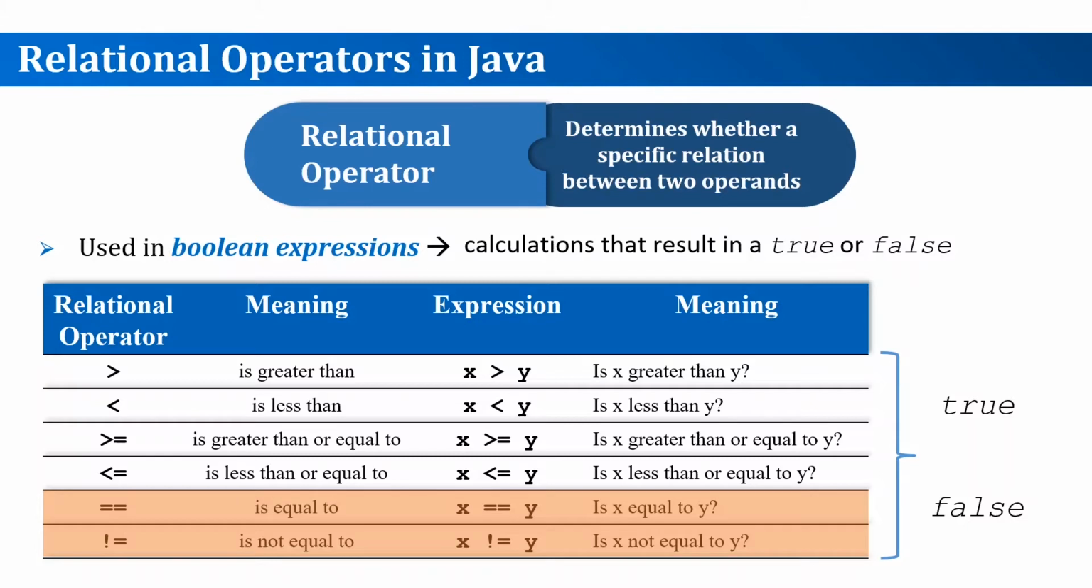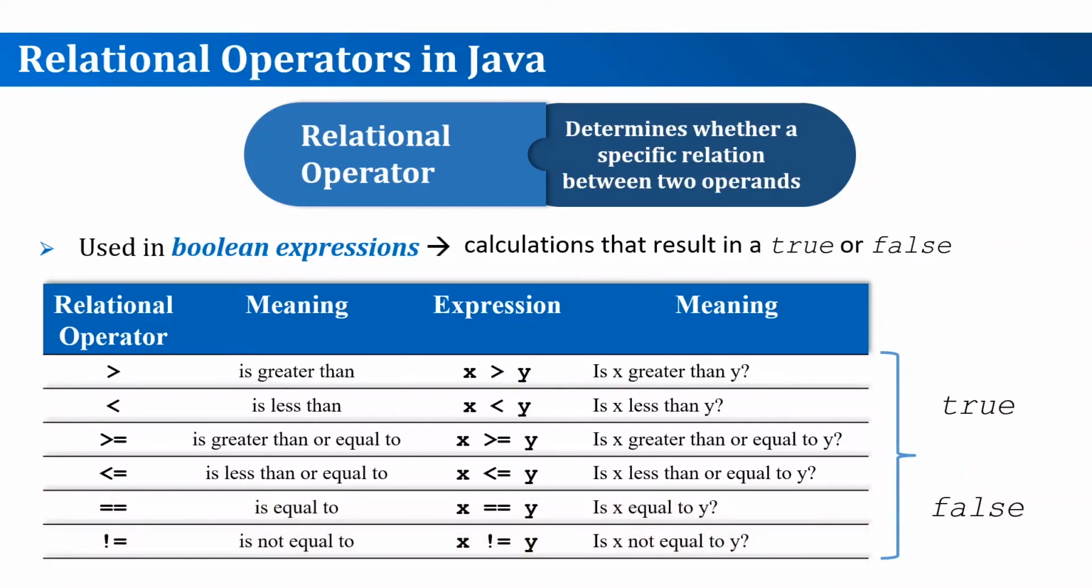The double equal sign checks if the value to the left is equal to the right value. Remember that a single equal sign is called assignment operator. Double equal signs ask the question is equal. The last one checks for the question not equal, which is represented as an exclamation point followed by an equal sign.